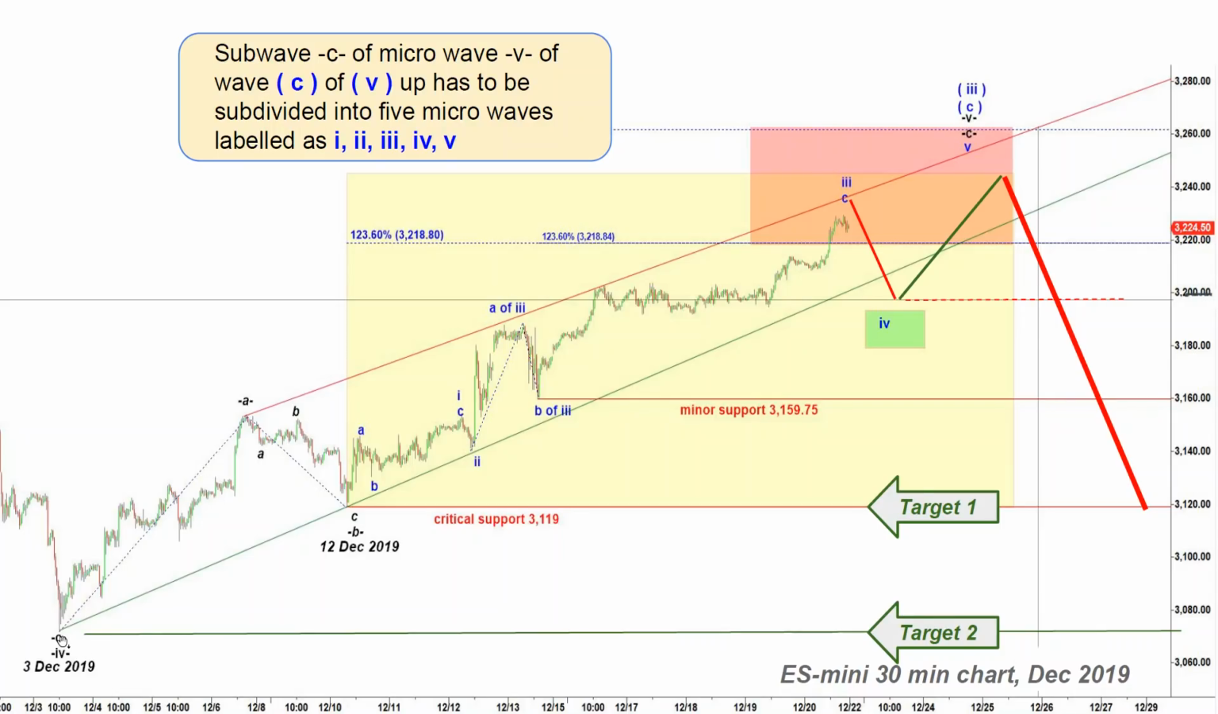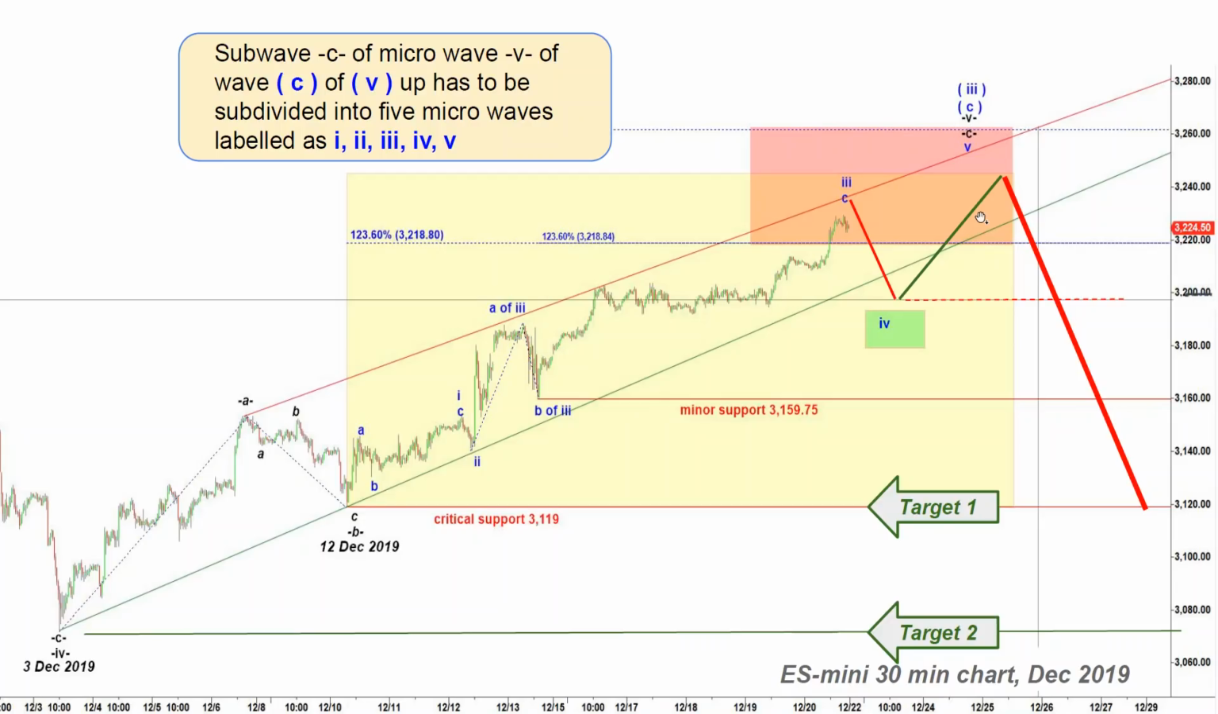And this is wave 4 of a lower degree, which was made around 3070. But before that, it may find some support around 3120, 3130, somewhere here. I would use that box as a demand box for the first move down.